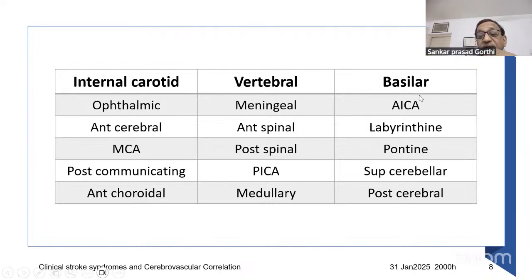And the basilar artery has the anterior inferior cerebellar artery. PICA is from the vertebral artery, AICA is from the basilar artery. It also gives labyrinthine and pontine branches, which I showed you, the superior cerebellar artery, and the posterior cerebral artery, which will supply the thalamus and the calcarine cortex and others, and it's a part of the circle of Willis.